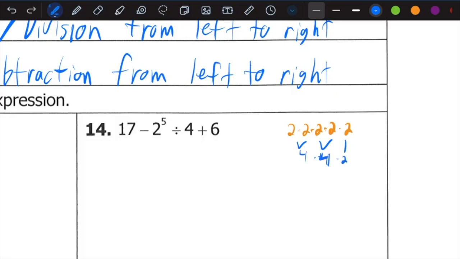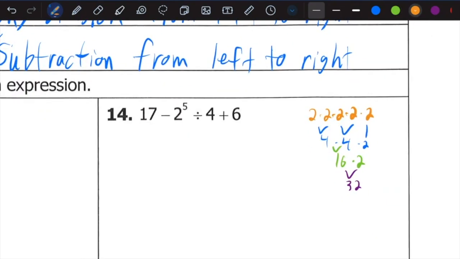And now I do, I don't know why I tried fixing that 4, I made it worse. So now I'll do 4 times 4 and get 16. And multiply that by 2 to get 32. So I have 2 to the power of 5 is 32. And I'll just rewrite the other things that I haven't used yet or haven't done yet.